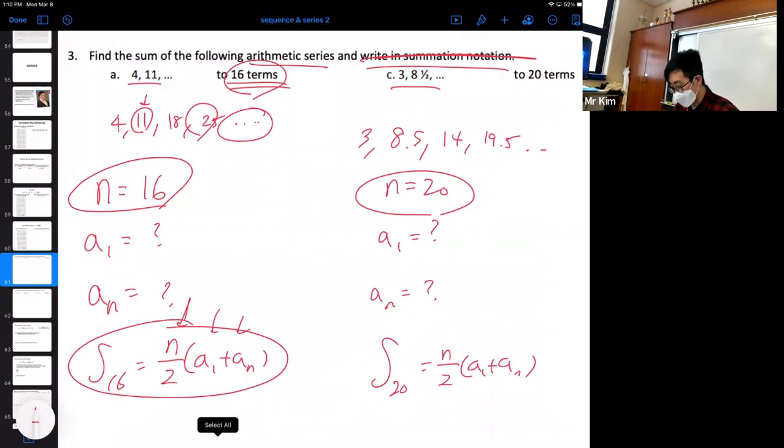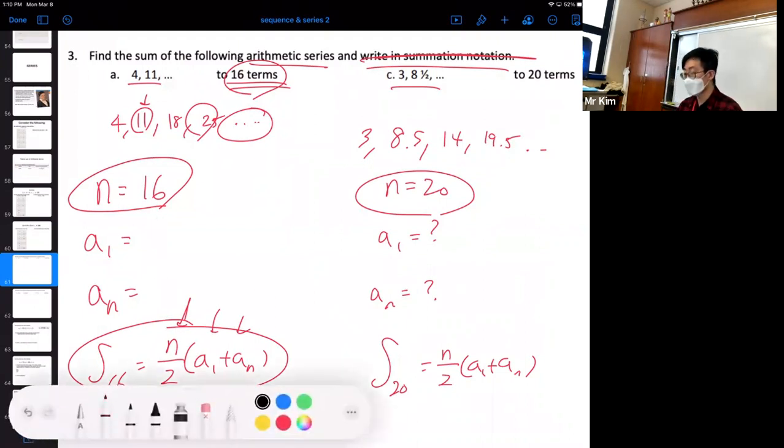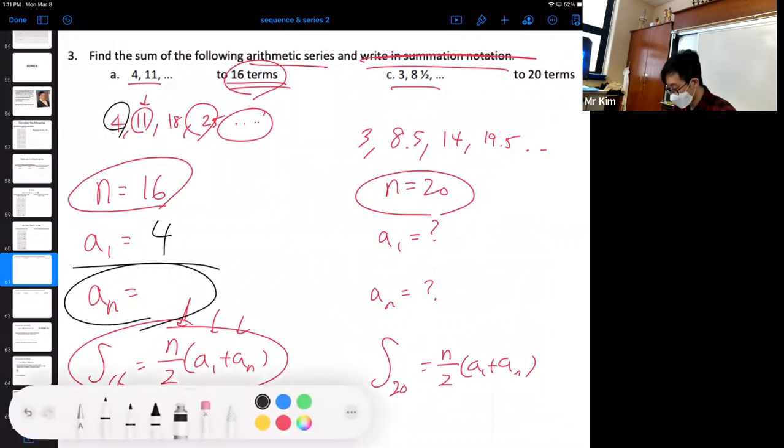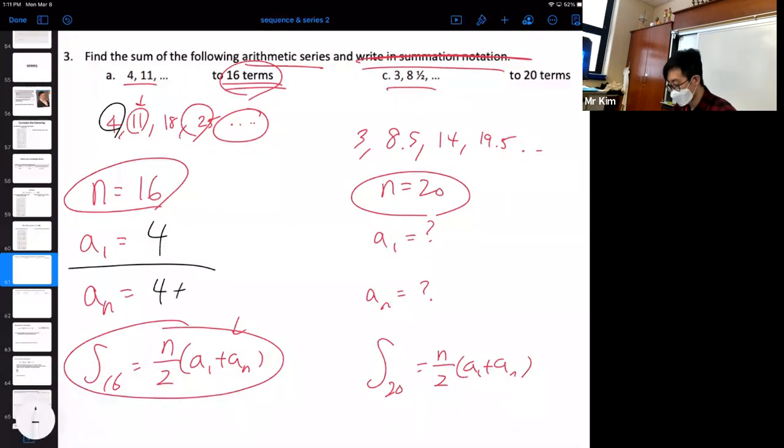For sum of 16, let's take this one thing at a time because we are at that infant stage as to when we're doing this. A sub 1, it's straight in our face. It's 4. The question is, what's a sub n? Okay, Katrina, how did you find a sub n here? Explicit formula, okay. Which is 15, right? There we go.